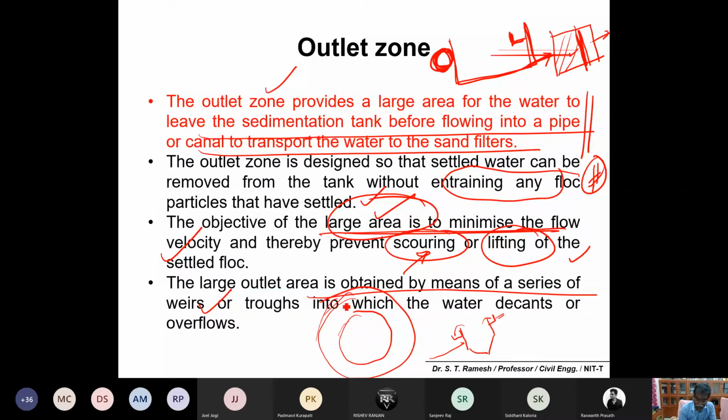So the larger surface area or larger outlet area is obtained by means of a series of weirs or troughs. This is the trough. Weir in the sense is you should have the weir all along like this, all along the outer periphery. You could also see these are the V notches.